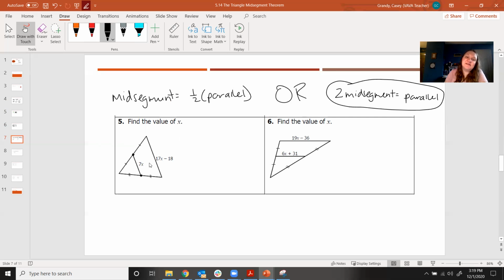So here the mid-segment is 7x. So I'm going to say 2 times the mid-segment equals the side that it's parallel to. And now we'll use algebra to solve. 2 times 7x is 14x.